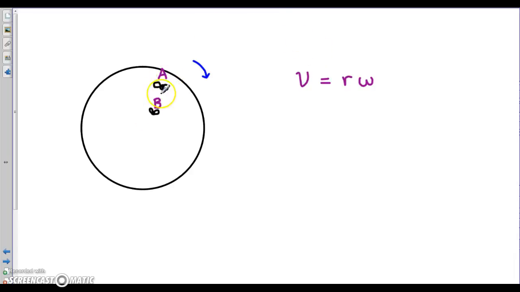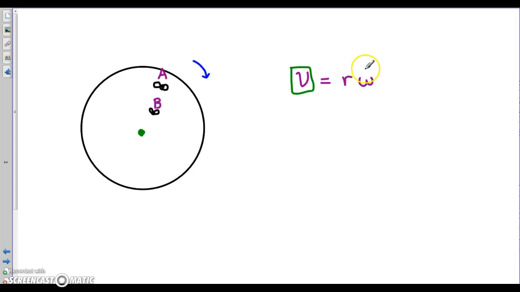Let's say we have two flies sitting on a record, and the record is spinning around clockwise. Right here is the center of the record. The question is, which fly, A or B, has a larger linear speed? Now notice, fly A is going to move around a circle with a larger radius, and fly B will move around a circle with a smaller radius.